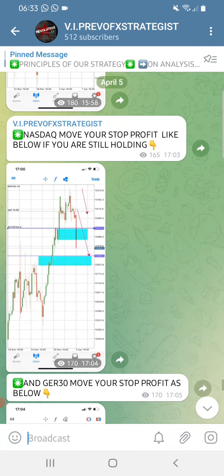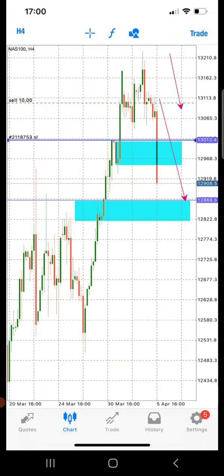Okay, now Nasdaq went past the demand area. It cruised right through the demand area. So now what we do, we move again our stop loss to be above the demand area, because Nasdaq has successfully breached this demand area. So for it to breach it easily again going up, it will be a mission. So we place our stop loss above the demand area.